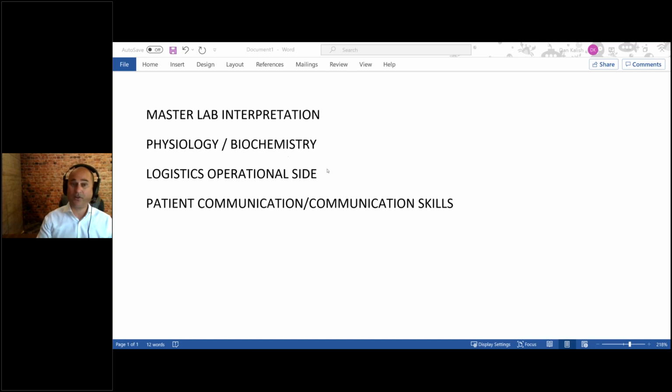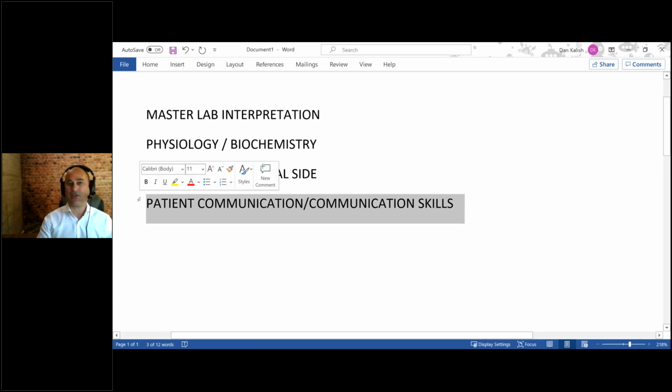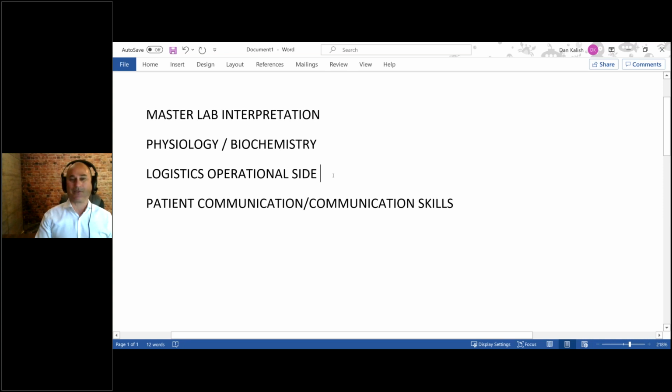And if you get super strong on one of these and you're weak on the others, it's not going to work as well. If you're really good at patient communication and sales, you can kind of wing it on the other things. But in general, you want to have a more balanced approach.